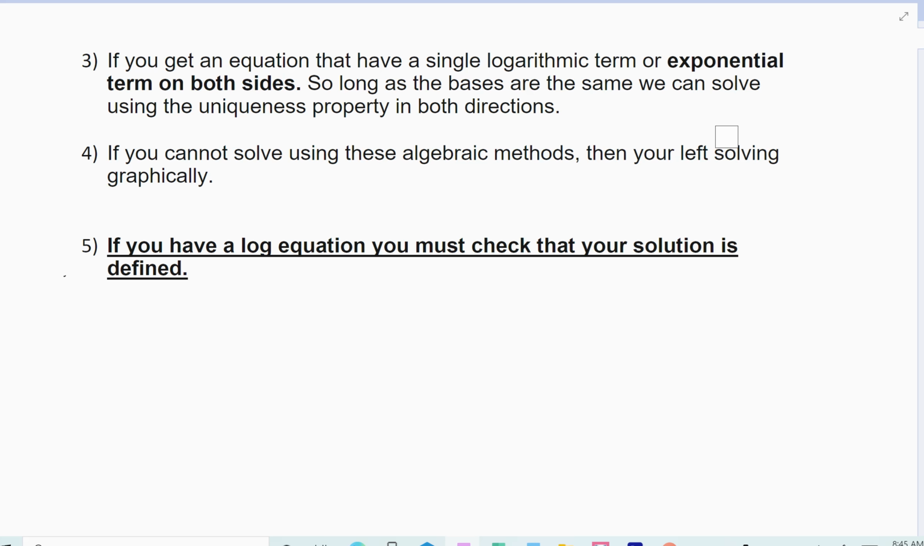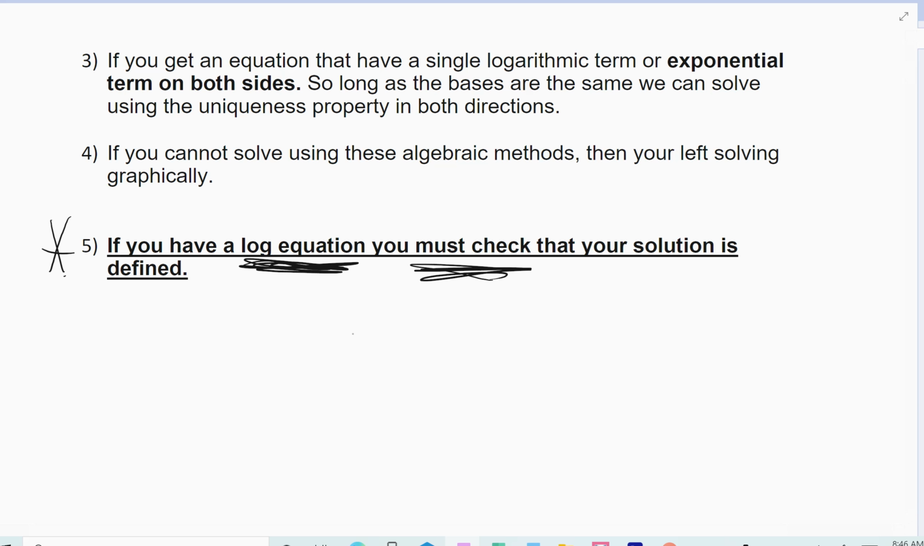The last thing is sort of a catch with logarithms. If you're solving a log equation, you must check your solution. Remember, logs are only defined for positive values. No zeros and no negative values. So if our answer comes out and it gives us a negative value or a zero value in my logarithm, we throw it out. Those aren't included, and so we can get no solution for those.